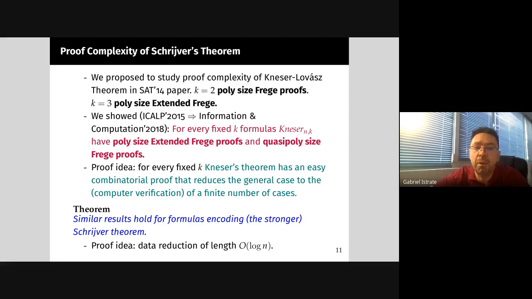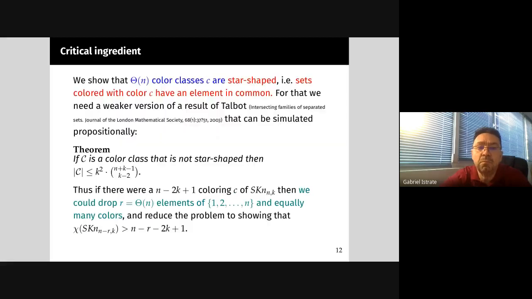And in this paper, applying our main theorem, we show that similar results in terms of complexity hold for the formulas encoding the stronger Schrijver's theorem. And we do a data reduction of length order log n, and of course, this will give us quasi-polynomial size Frege proofs. And the way to do it is we define a color class of the Schrijver graph to be star-shaped. Remember that vertices correspond to sets, and we call a color class star-shaped if all the sets colored with that color have an element in common.